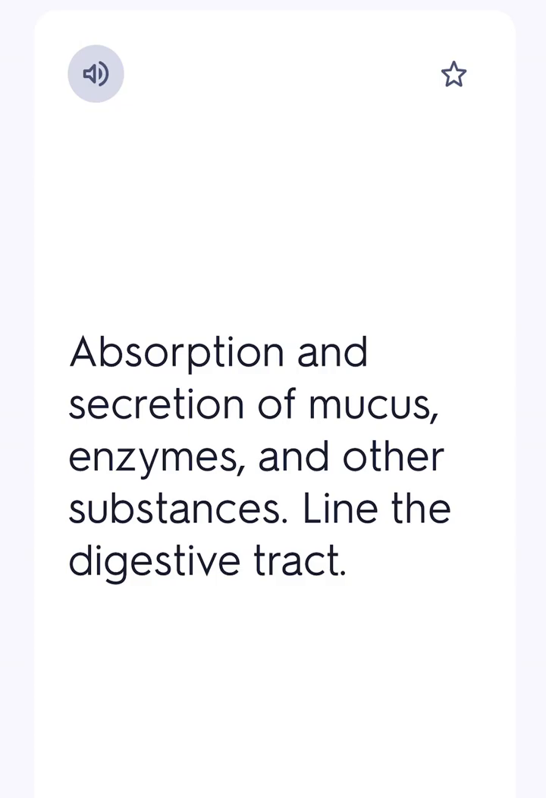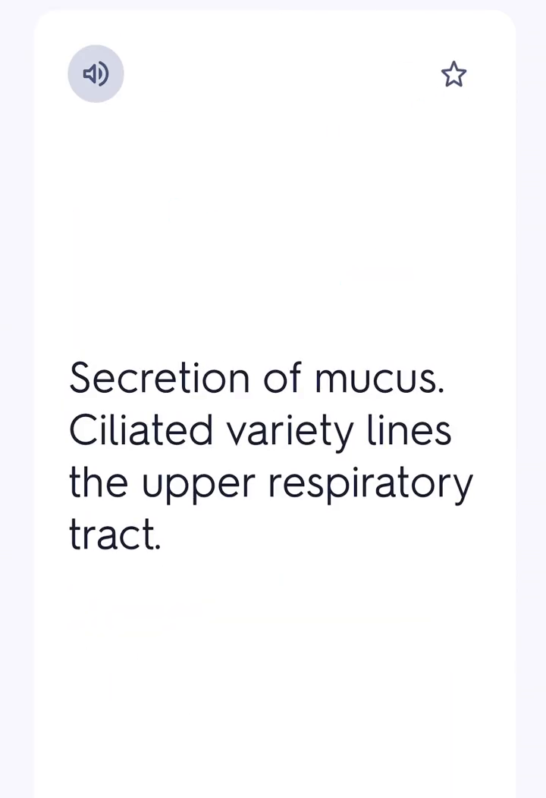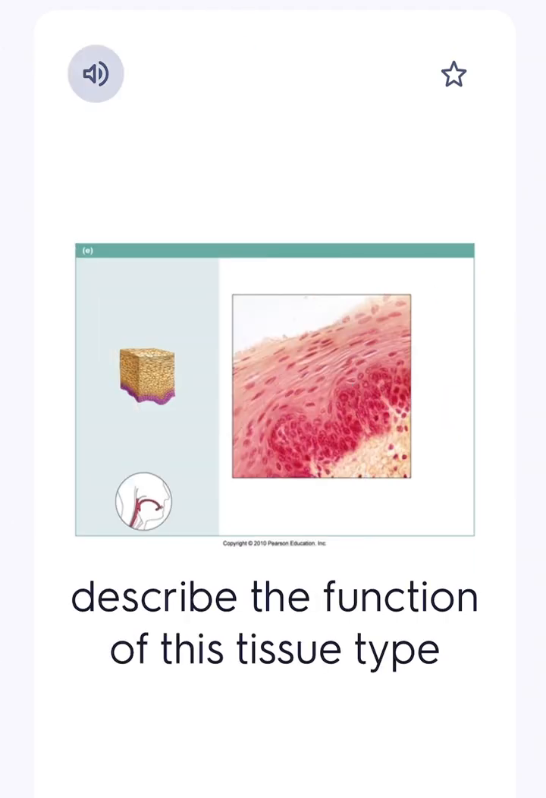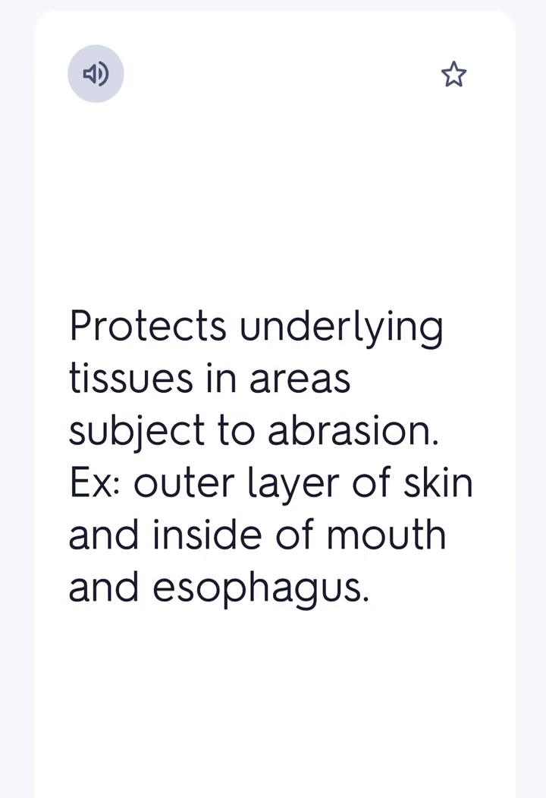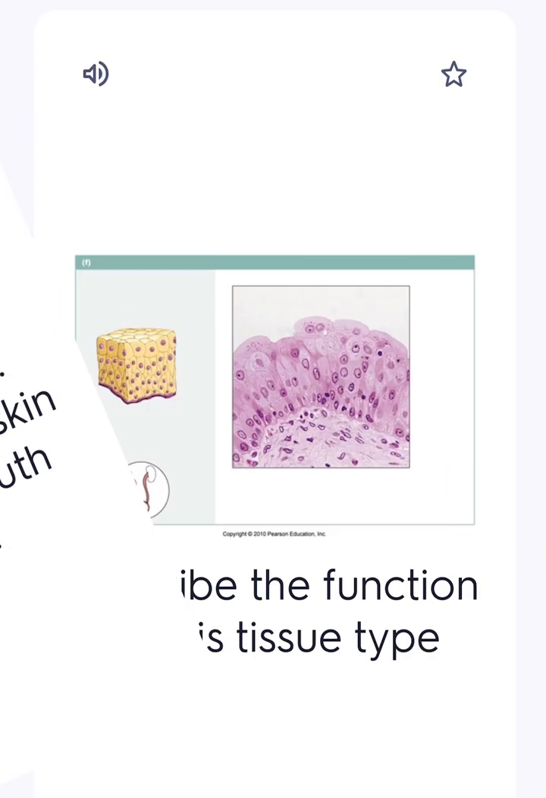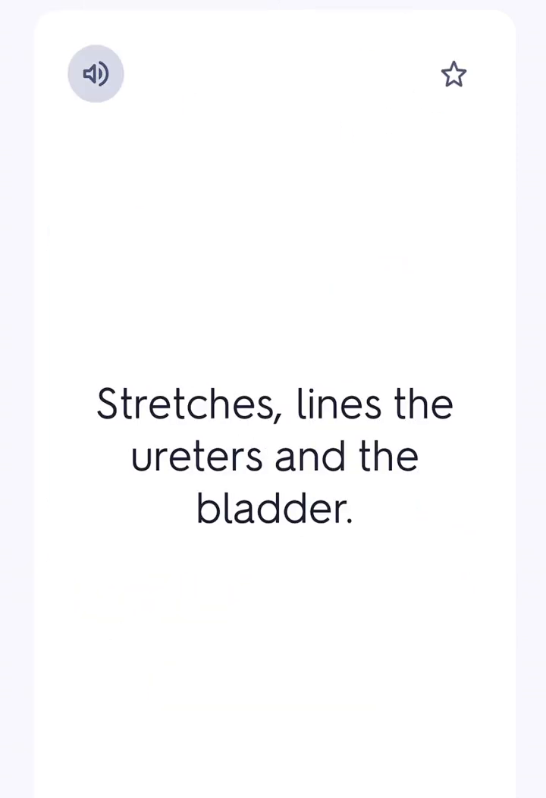Line the digestive tract. Describe the function of this tissue type. Secretion of mucus. Ciliated variety lines the upper respiratory tract. Describe the function of this tissue type. Protects underlying tissues in areas subject to abrasion. Outer layer of skin, and inside of mouth and esophagus. Describe the function of this tissue type. Stretches, lines the ureters and the bladder.